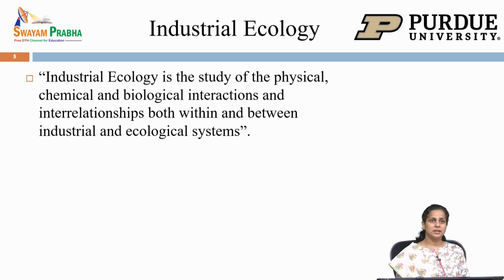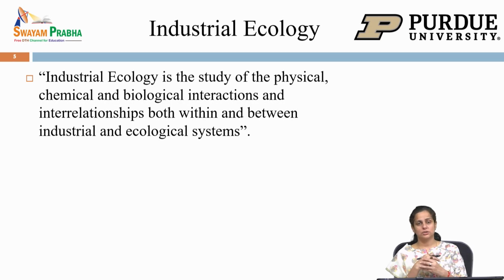So, what does industrial ecology say? Industrial ecology is the study of the physical, chemical and biological interactions and interrelationships both within and between industrial and ecological systems. Let us say we have 5 different industries in a region; they are all making some product, they might be sending it to one another, or they might be sending it outside. Whatever physical and chemical transformations are happening in the exchange of those products, and also any biological component involved, such as bio-based manufacturing, which includes microorganisms, will also be part of it.